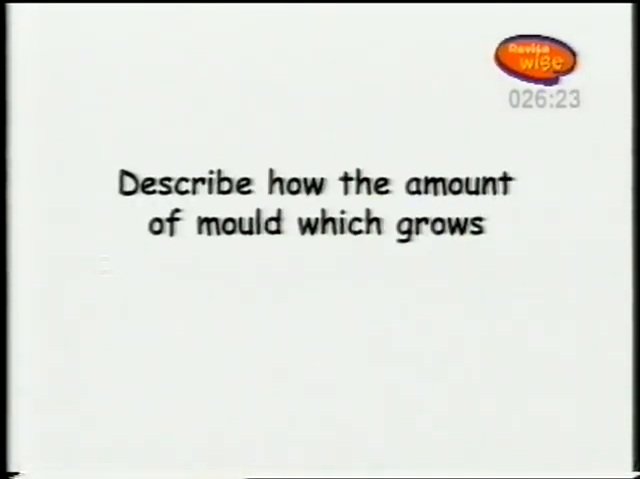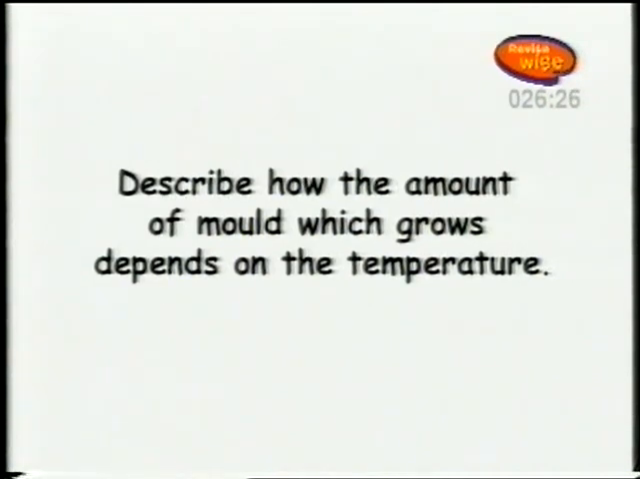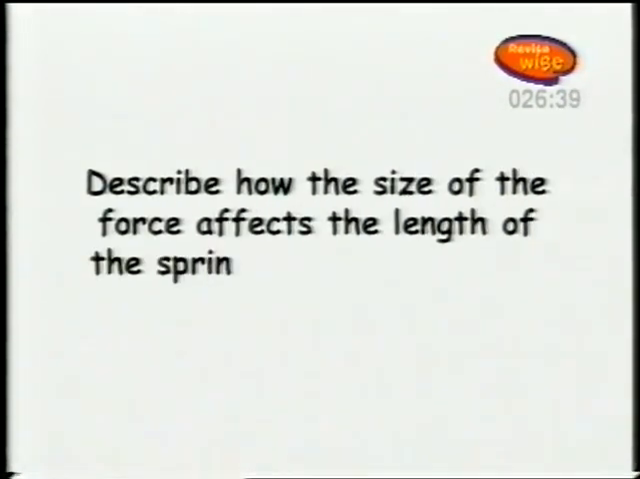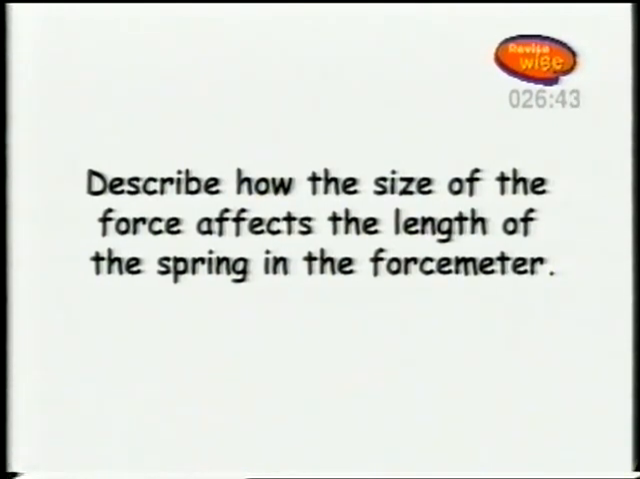Now, I don't know if you've noticed, but there's something else to spot in the way they ask you to describe relationships. They give you the two things you have to relate together in their sentence. Look at this one. Describe how the amount of mould which grows depends on the temperature. They want you to describe the relationship between the amount of mould and the temperature. And in this one, describe how the size of the force affects the length of the spring in the force meter. They want you to find a relationship between the size of the force and the length of the spring. You see, in fact, they give you all the help they can for you to do your best.